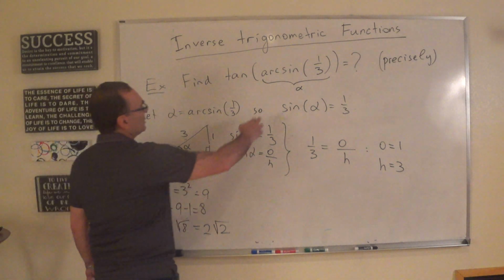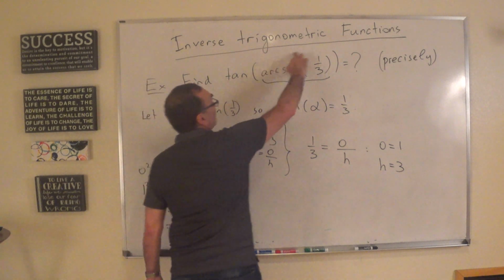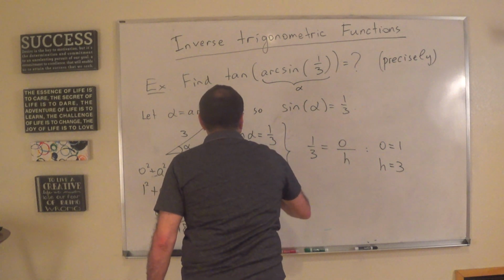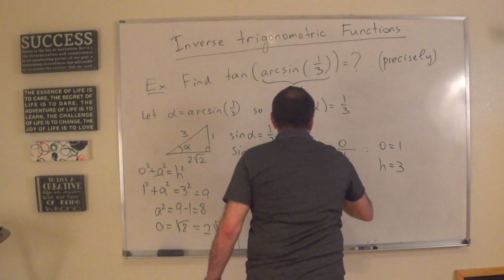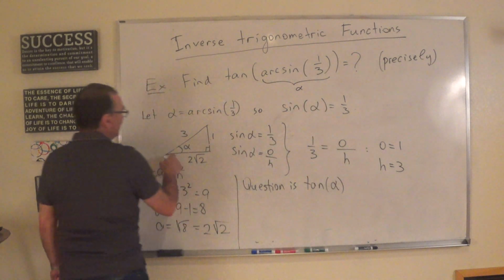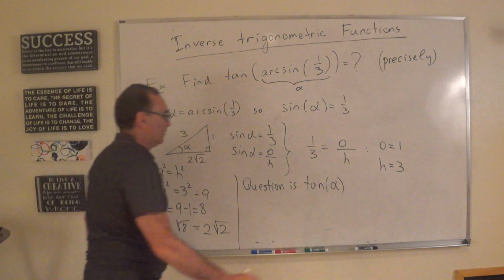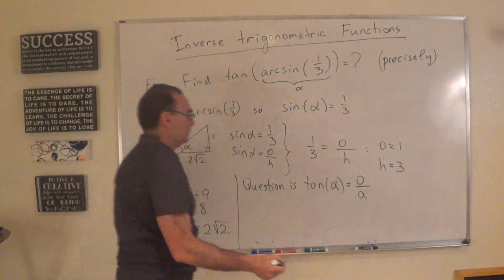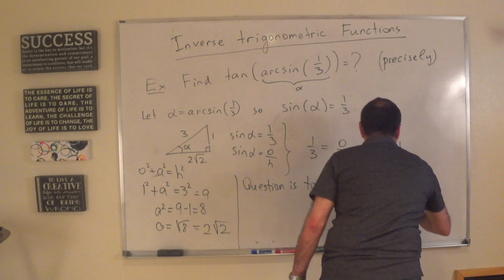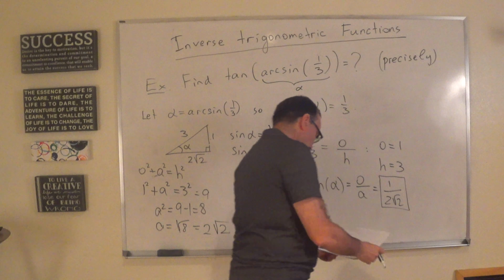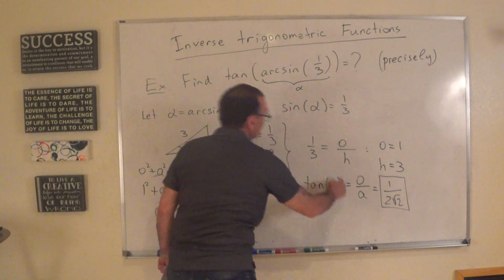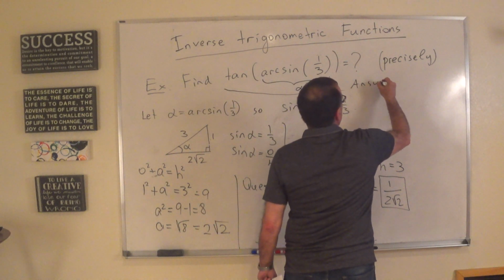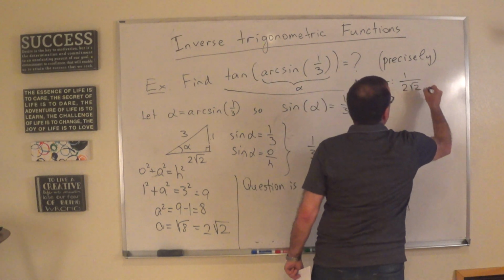Now why do we need that? Because the question is actually to find tangent of alpha, because this whole thing is alpha. And I remind you that tangent of an angle equals opposite leg divided by the adjacent leg. But now we know they're both. Opposite leg equals 1, adjacent leg equals 2 square root of 2. So it will be 1 over 2 square root of 2. Therefore it equals tangent alpha, exactly what the problem requires us to find. So therefore the answer is 1 over 2 square root of 2.